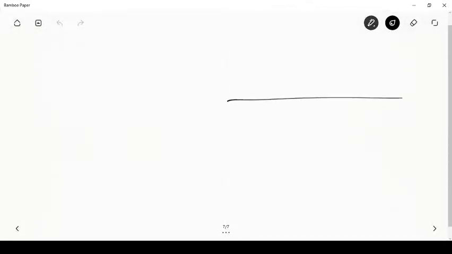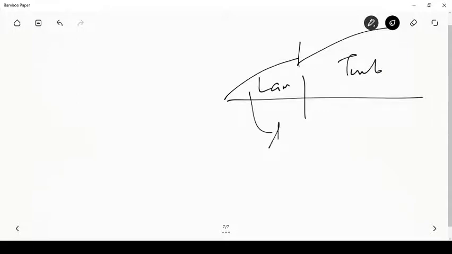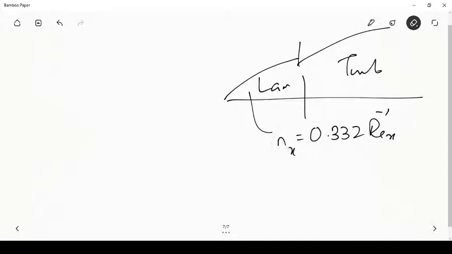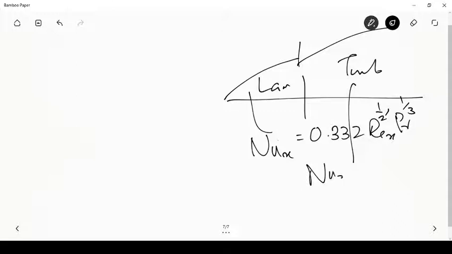So suppose this and this are the regions. So this is laminar and this is turbulent. Let us first write the Nusselt number, then we'll write the rest. So in the laminar region, Nux is 0.332 Re to the power of half Pr to the power of 1 by 3. Okay, and in the turbulent region you have Nux is 0.0296 Rex to the power of 4 by 5 Prandtl to the power of 1 by 3.